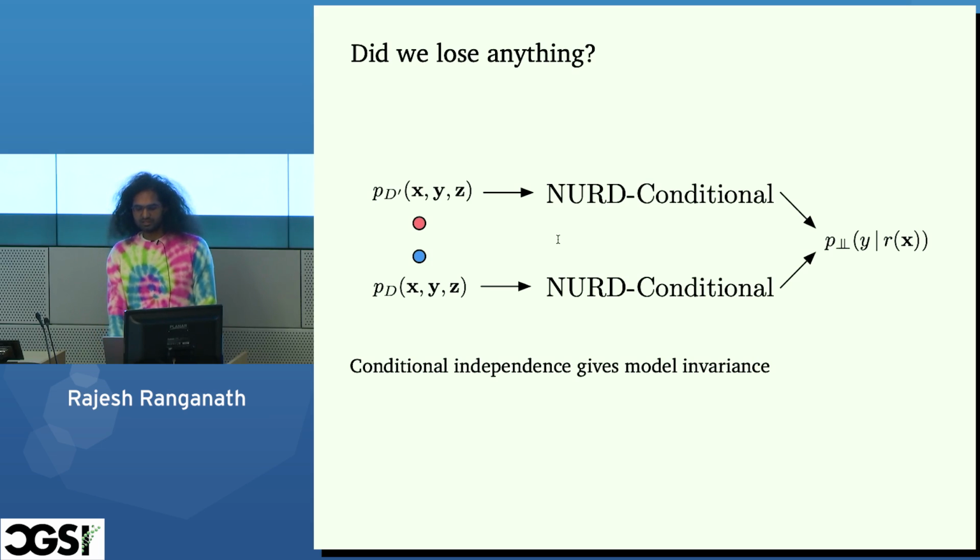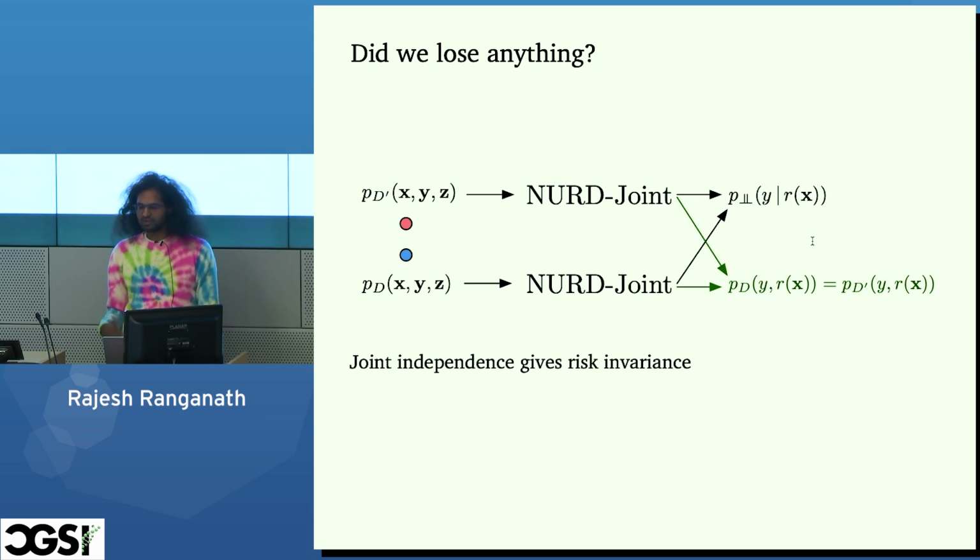So the conditional version of NERD is going to be model invariant, which means that if I take two different distributions that you train on, the model that you get out is going to be the same. If you have joint independence, which is the stronger assumption, you're going to get risk invariance, which means not only is the model the same, the quantitative performance would also be the same.